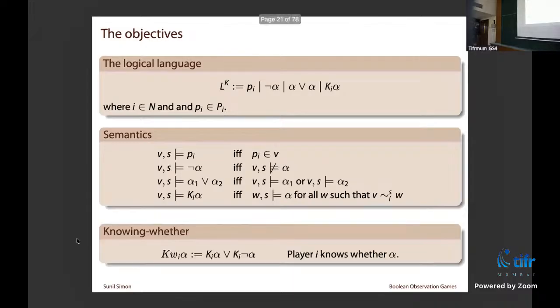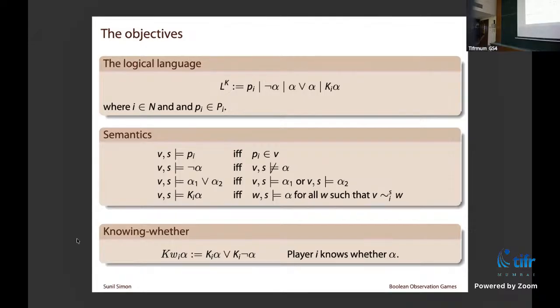So there is one particular fragment of this which is interesting. KI is something very standard in modal logic, this epistemic operator. There's also a very standard operator studied in modal logic, called knowing whether. So it's saying that the actual value of alpha I don't care. It's only about knowing whether alpha is.